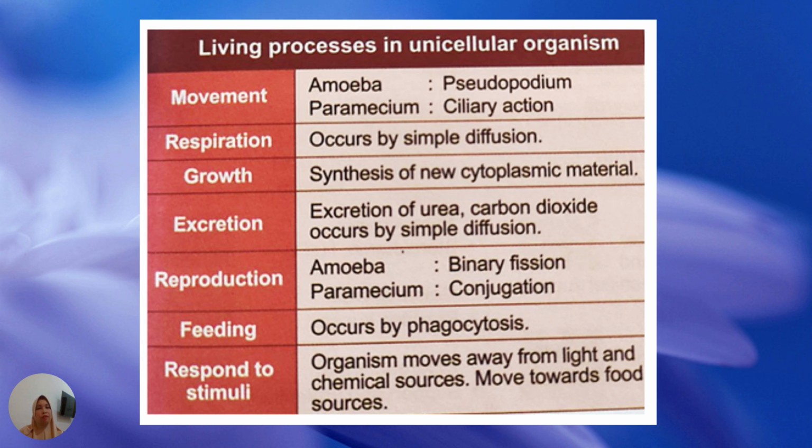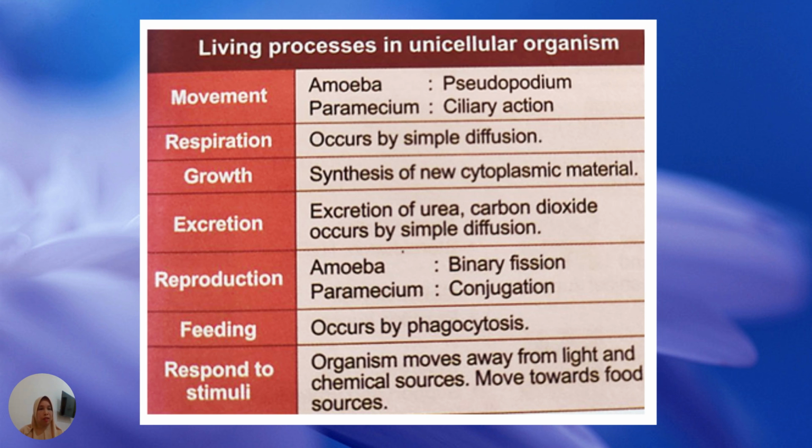If you look at the overall processes that occur in the unicellular organism, the first process is movement. Movement in the amoeba is by using its pseudopodium. What is pseudopodium? Pseudopodium refers to the false foot. And the paramecium will move its cilia, or move by ciliary action.